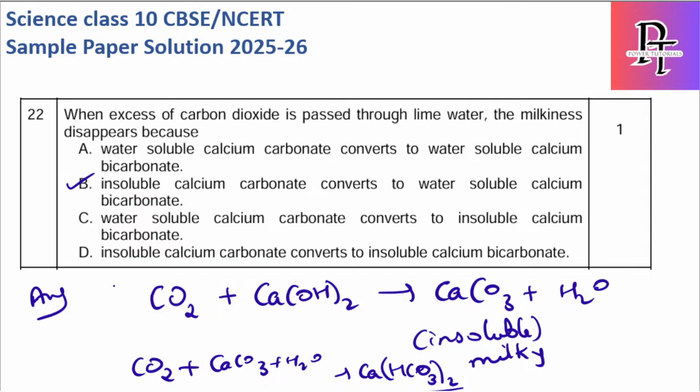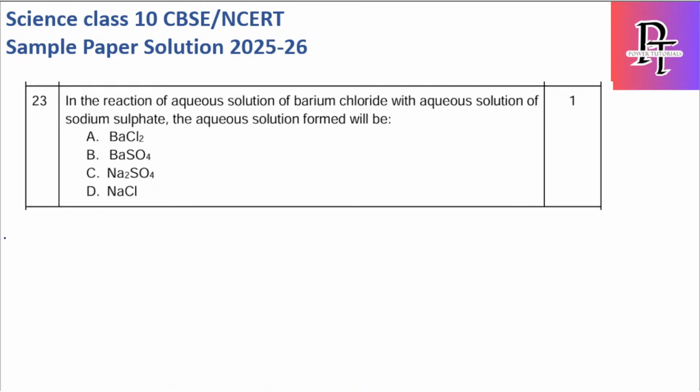This question is important. They can ask you to give the reaction which turns lime water milky, then this is the one. And if they ask which converts it again to soluble calcium bicarbonate, then this is the reaction. In an MCQ, writing the B option itself is enough, but the same question can be asked for 2 marks. They can ask you to give the reaction, then you have to write these 2 reactions. Okay, next move to 23rd.